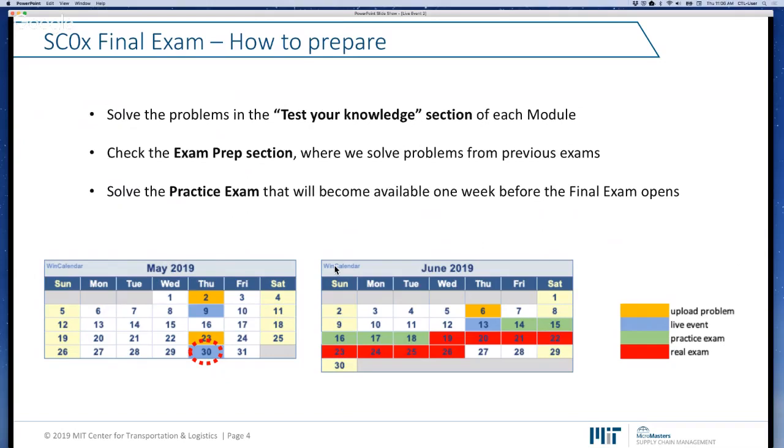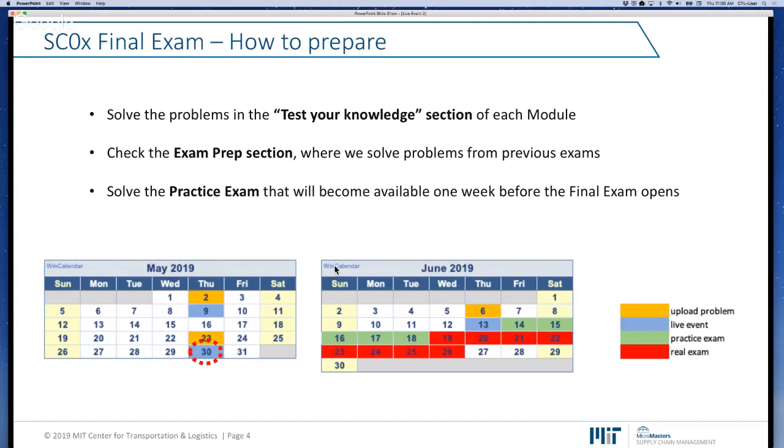Then we're also providing the exam preparation section that is towards the end of the course outline. Here we are posting problems from previous exams and solving them in step-by-step videos. So go there, take these problems, try them, and if you struggle to solve them, just check the videos. And then you will be pretty confident on how to solve that type of problem.